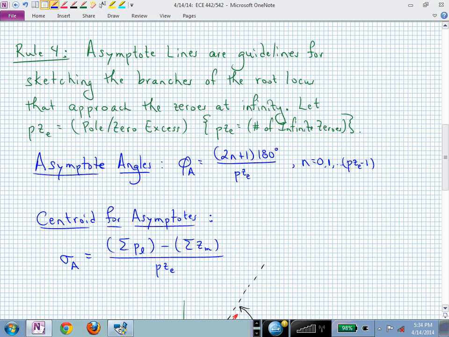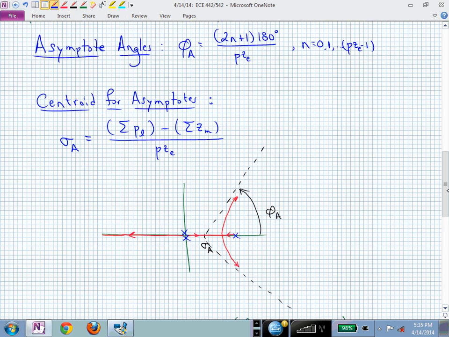When we had the 2, one was at 90, the other at 270, or minus 90. That cuts the plane in half. If we had 3 infinite zeros, it would cut it into 3 pieces of this pie, so to speak. One's at 60, one's at 180, and the other's at 300. That equally splits this pie in 3 different pieces. And the centroid is there. And here's just an example of that.